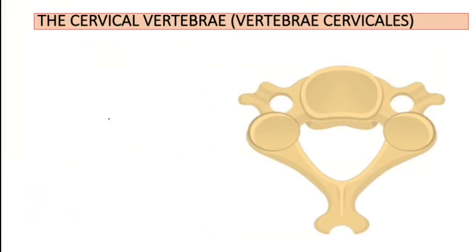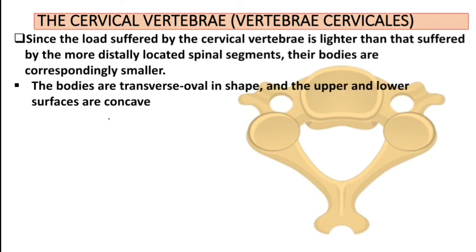The typical features of cervical vertebrae. Since the load suffered by the cervical vertebrae is lighter than that suffered by the more distally located spinal segments, their bodies are correspondingly smaller. The bodies are transverse oval in shape, and their upper and lower surfaces are concave.